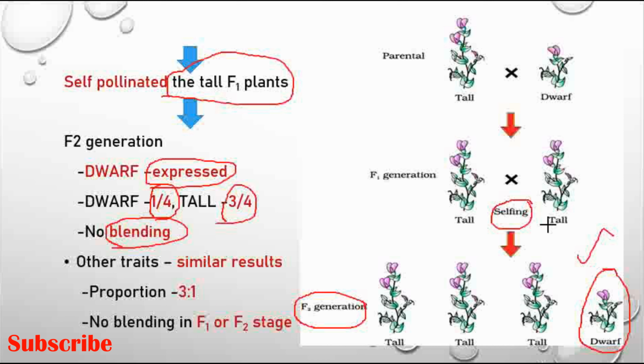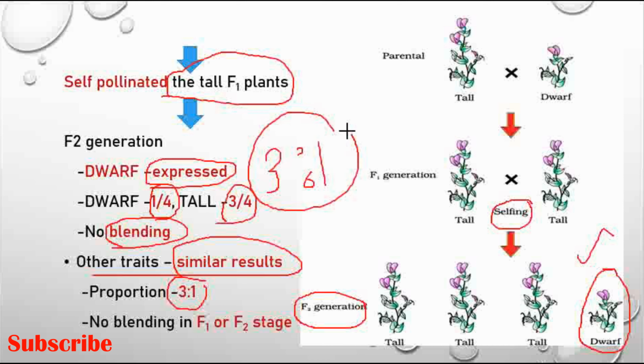And also for other traits he got the same results. What I mean by other traits is, I said he chose other characters: flower color, flower position, pod shape, pod color, seed shape, seed color. For these he did this cross and he got similar results, and the proportion he got was 3:1. So both the traits were expressed in the proportion 3:1. So this ratio you have to remember.